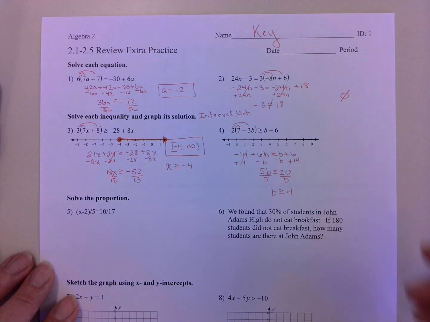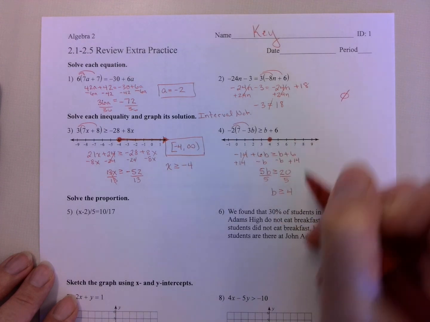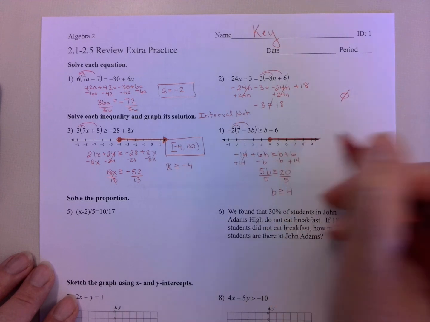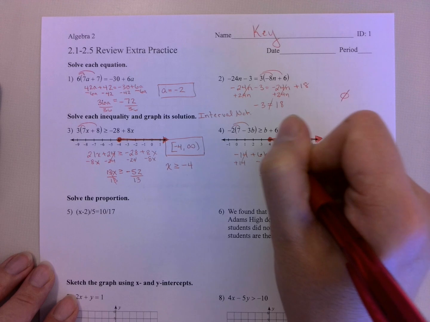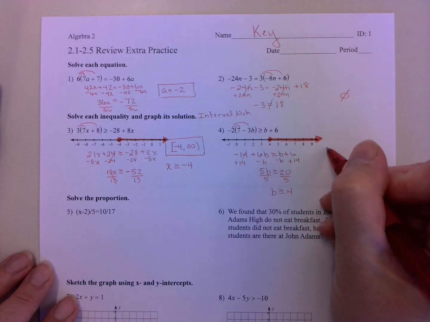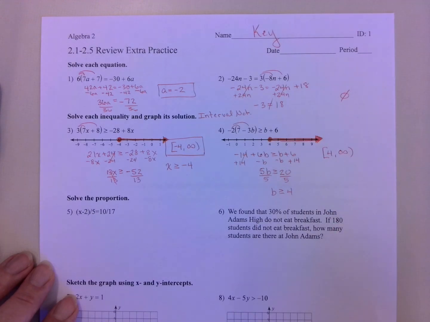So I'm going to keep what I have, put that on the number line. It is a closed circle again, and b is greater than, so we are again going to the right. So that's what I have. There we go. And in interval notation, it starts and includes the 4, and it goes to positive infinity.